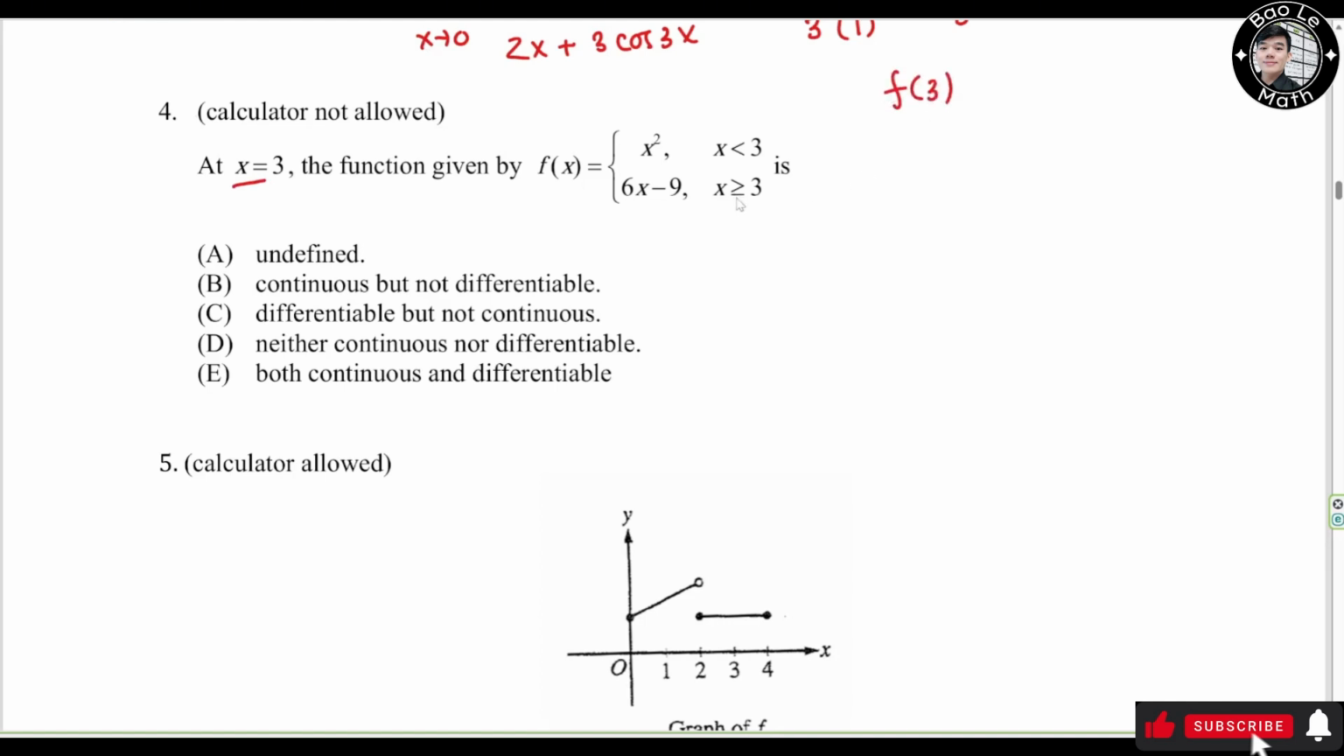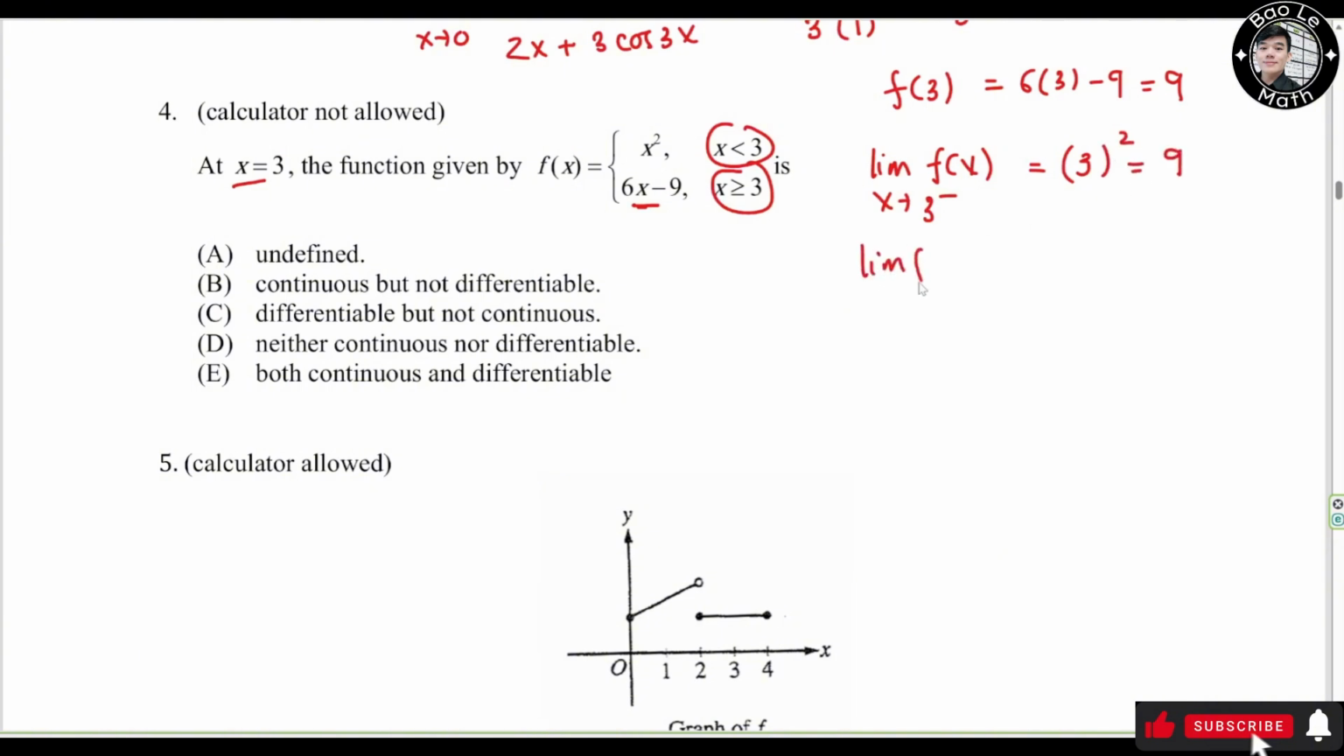So we see the equal sign right here, right? We need to use this one. So it could be 6 times 3 minus 9. It could be 9, right? Now we need to find the limit of the function f of s when s approaches 3 minus, which is this guy right here, right? So it could be 3 squared, it could be 9.